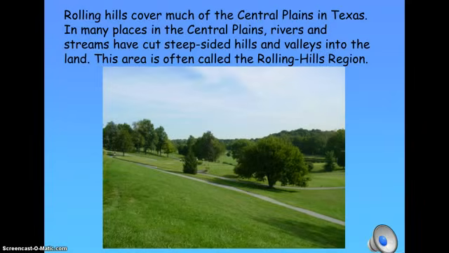Rolling hills cover much of the Central Plains in Texas. In many places in the Central Plains, rivers and streams have cut steep-sided hills and valleys into the land. This area is often called the Rolling Hills region.